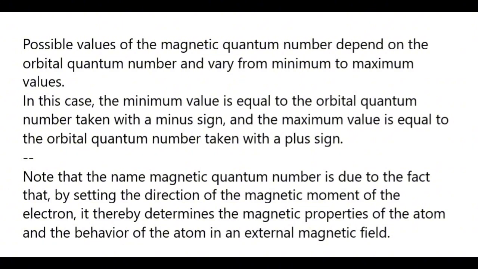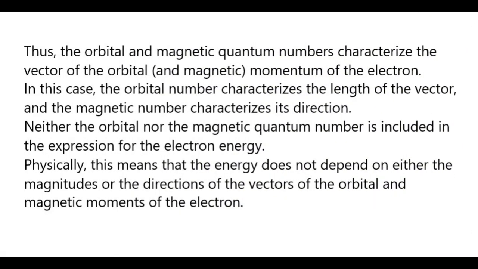Thus, the orbital and magnetic quantum numbers characterize the vector of the orbital and magnetic momentum of the electron. In this case, the orbital number characterizes the length of the vector, and the magnetic number characterizes its direction. Neither the orbital nor the magnetic quantum number is included in the expression for the electron energy. Physically, this means that the energy does not depend on either magnitudes or the directions of the vectors of the orbital and magnetic moments of the electron.